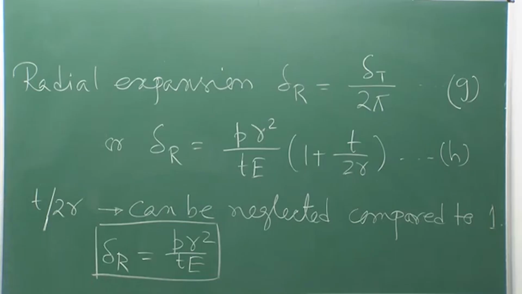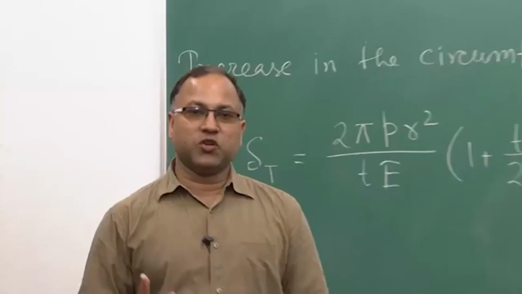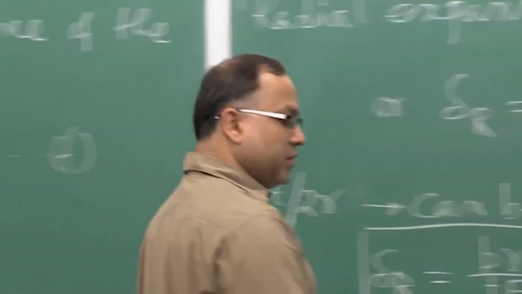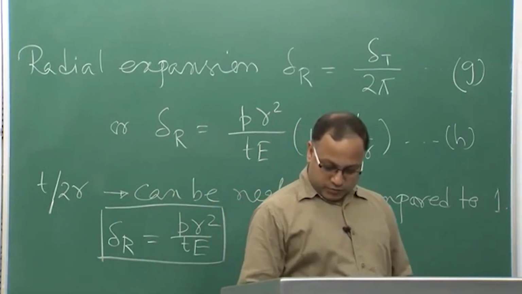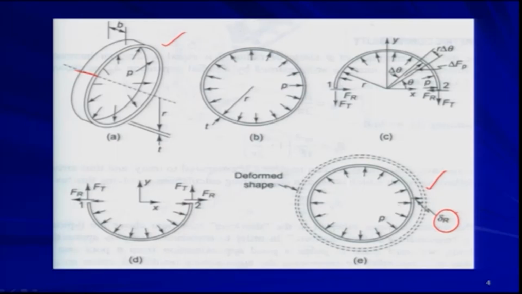Okay. So, this is your radial expansion of the hoop, as you can see from this figure. This is your delta r. Under the action of this internal pressure, this was the original hoop. Now, after application of this internal pressure, the hoop will take this configuration. And this delta r can be calculated by this.